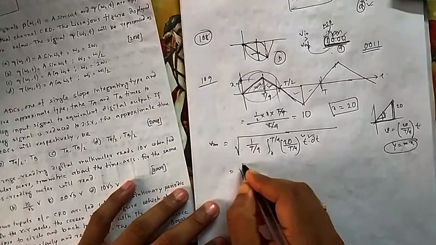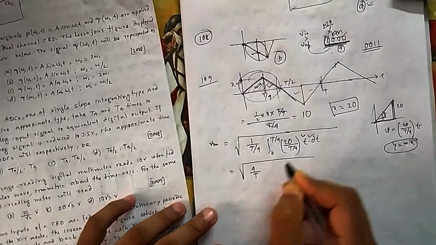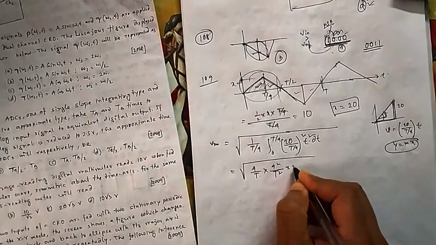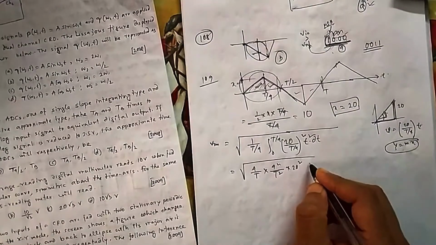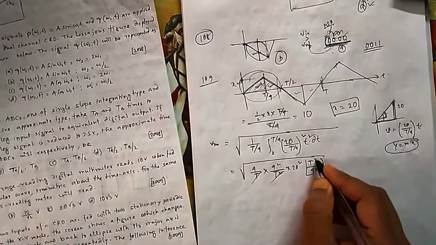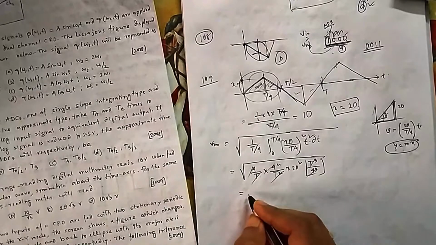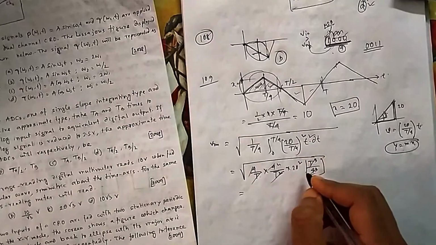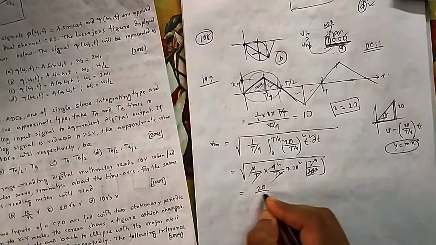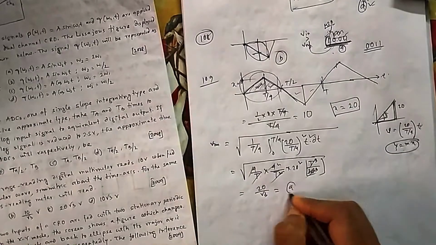So I think you can do it. It is 4 by T. This integration will also come out as 4 square by T square, 20 square, and then t square integrates to t cube by 3, with T by 4 as the limit, so it will be T cube by 4 cube. So T square, T cube, 4 cube, everything will be gone. So you will get t cube by 3 in the integration. So you will find it is 20 by root 3. So this is your answer, that is option A.